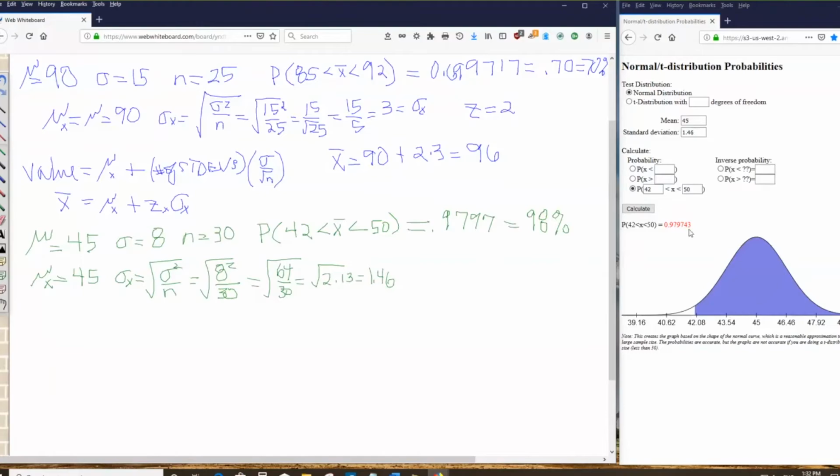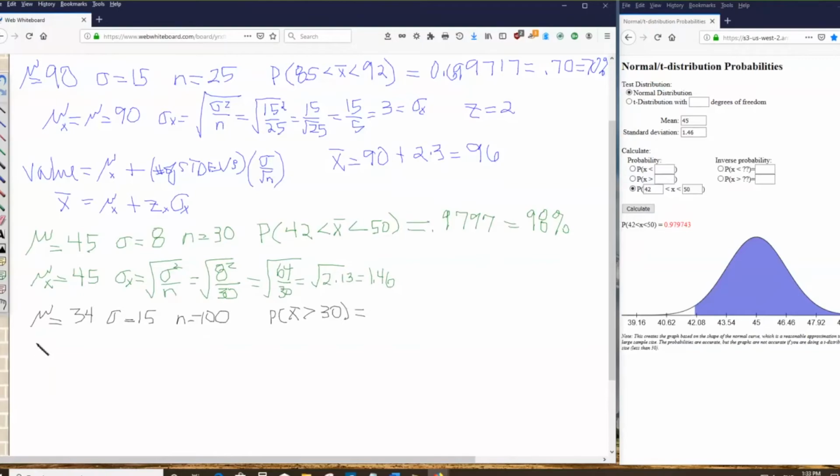Okay, let's do one more example, and then we'll find a probability, and then we'll also find the percentile for a sample mean. So this one, let's say we're given the mean is 34, the standard deviation is 15. We're going to take a sample size of 100. And we want to find the probability that x is going to be greater than 30.